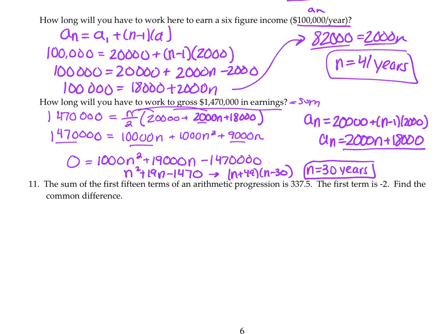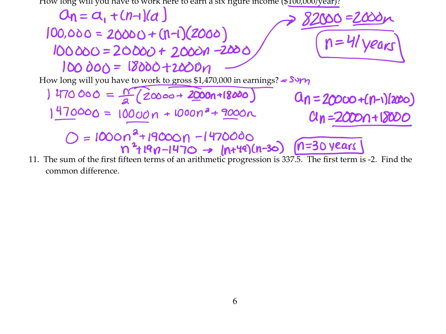All right, this last question says, the sum of the first 15 terms of an arithmetic progression is 337.5. The first term is -2. Find the common difference. Okay, so I know the sum of the first 15 terms.